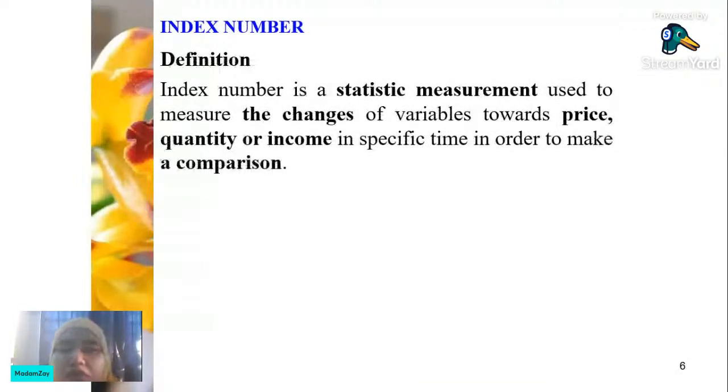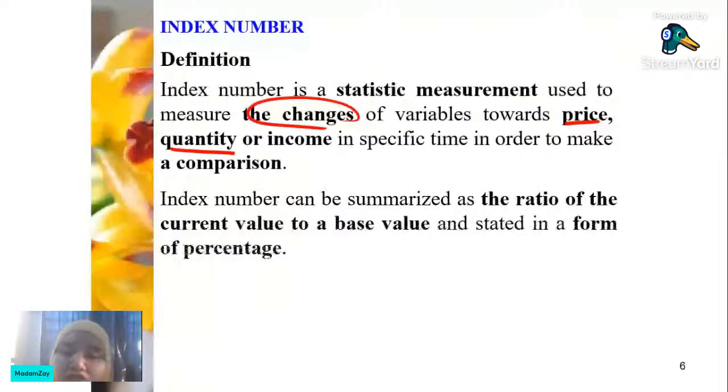So that is the keyword. So index number also, the definition is a statistic measurement used to measure the change of a variable toward price, quantity or income in a specific time in order to make a comparison. Okay, it's a statistic measurement to measure the changes.